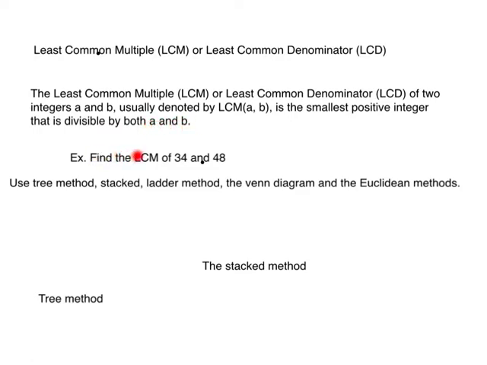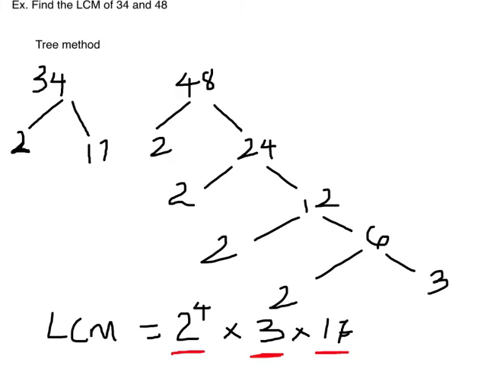So find the least common multiple of 34 and 48. We're going to use either the tree method, the stacked method, which is sometimes called the ladder method, the Venn diagram, and the Euclidean method. Let's use the tree method.